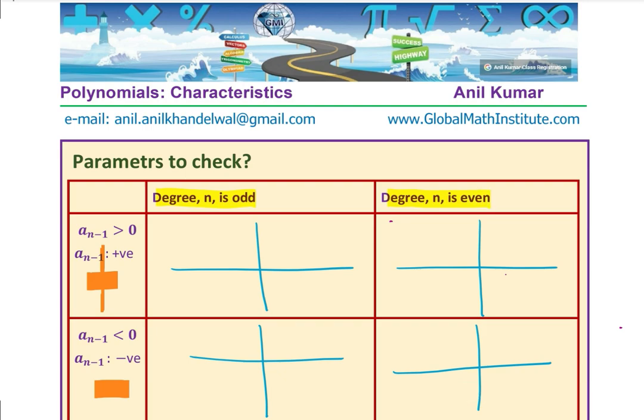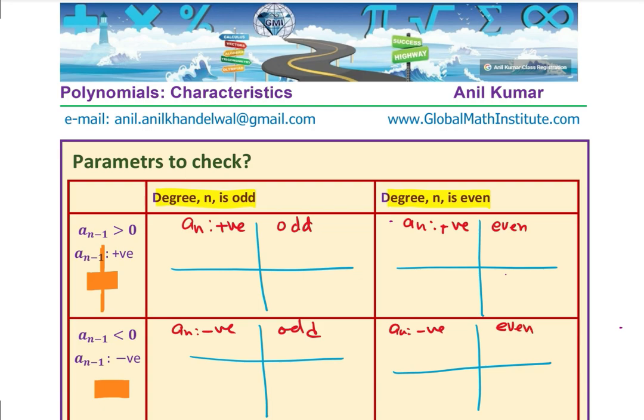So degree being odd on the left side, degree being even on the right. Correct. So this is where we'll focus on two conditions. Here we have an positive and the degree odd, correct? And in this case, we have an negative and the degree even. So an is positive here also, and an is negative in these quadrants. So an is negative here, an is negative here, and the degree is odd in this column, and in this column it is even. So that is the combination. Is that clear to you?